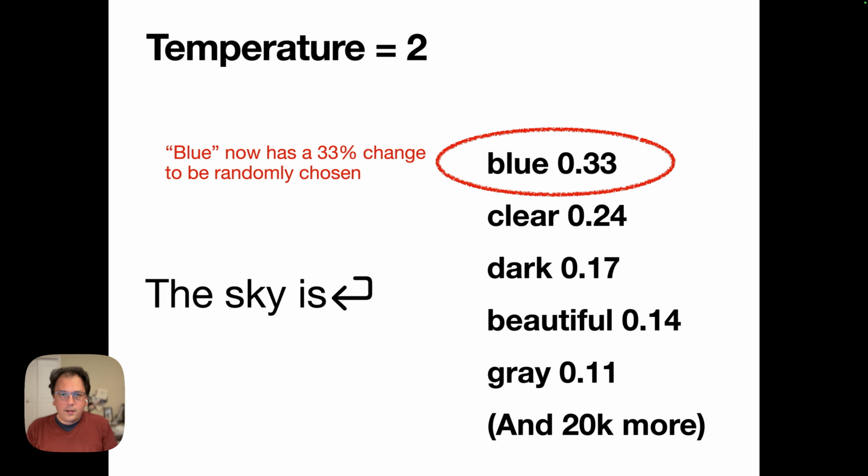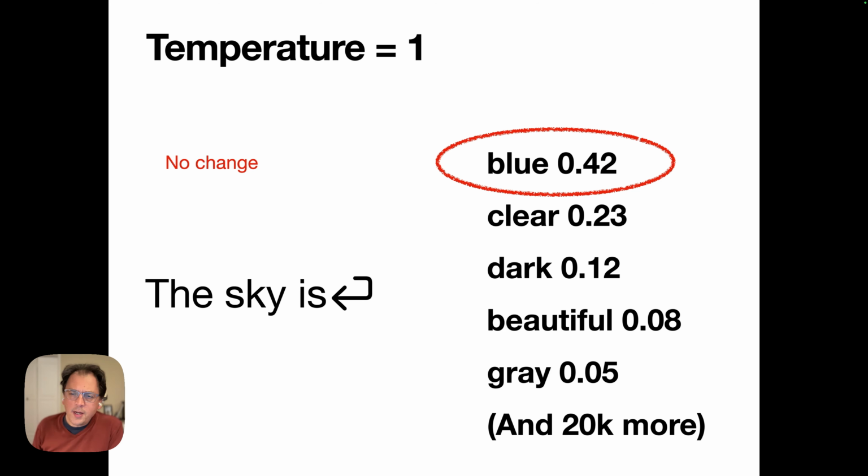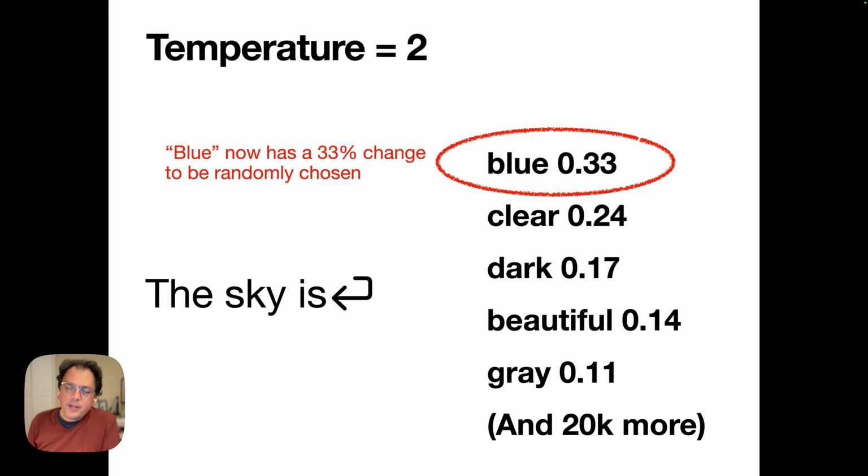A higher temperature, say temperature equals 2. Now what we'll see, and let me just go back to the original one. These are the original numbers, so 42% for blue and 5% for gray. And now we see that the least likely next tokens will be increased from 5% to 11% for gray, for example, and the most likely tokens will be downgraded from 42% to 33%, which means that the less likely tokens have a higher chance of being chosen in the end than before. So that's basically what temperature does.